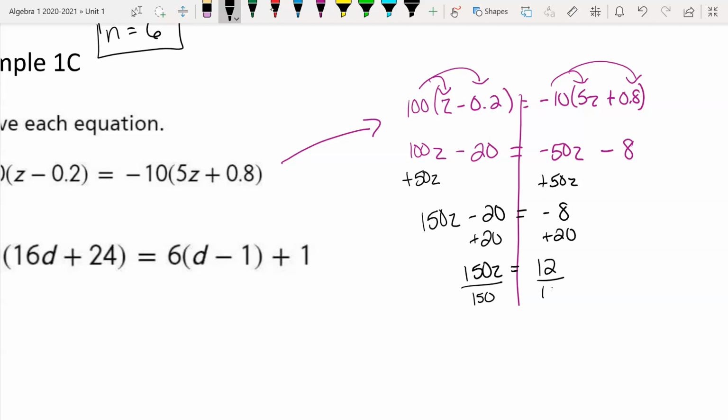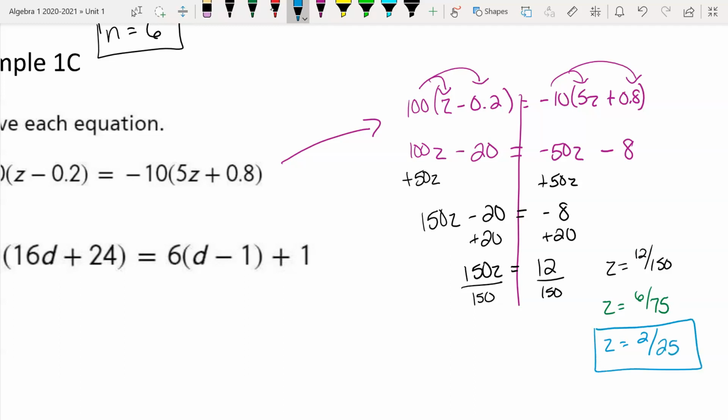Divide by 150. z equals 12 over 150. Or we can simplify it. I can divide the numerator by 2 and the denominator by 2. I can also divide them by 3 from here on top and bottom. So I divide 6 by 3 and I get 2. I divide 75 by 3 and I get 25. So my final answer would be 2 over 25. If you want to simplify it, I will also take this answer as well though.